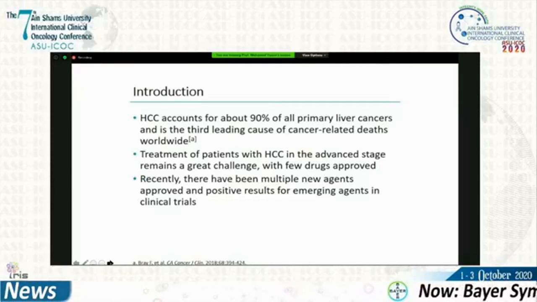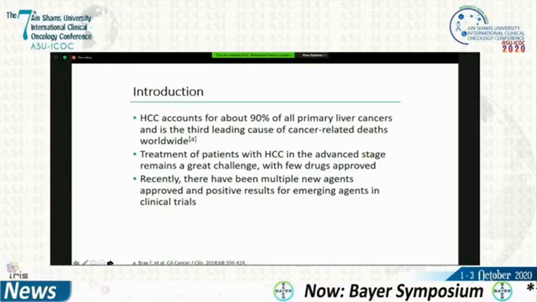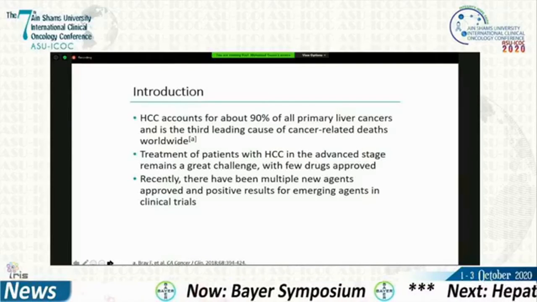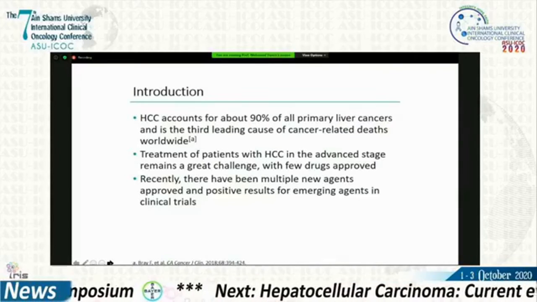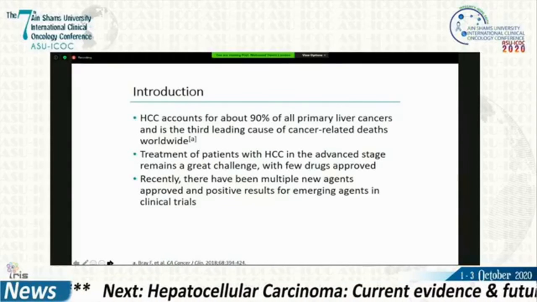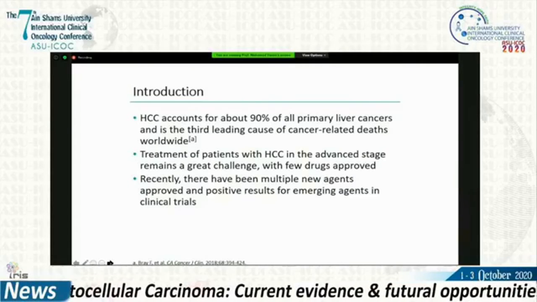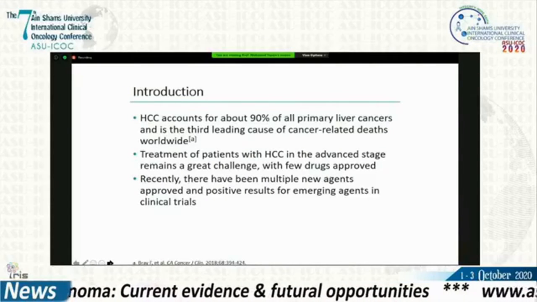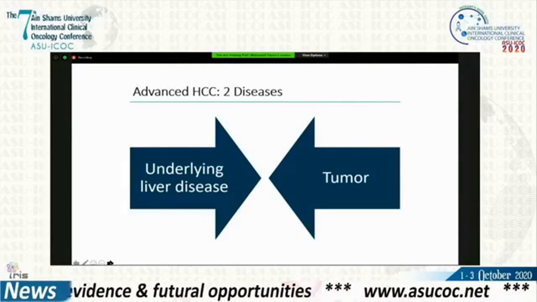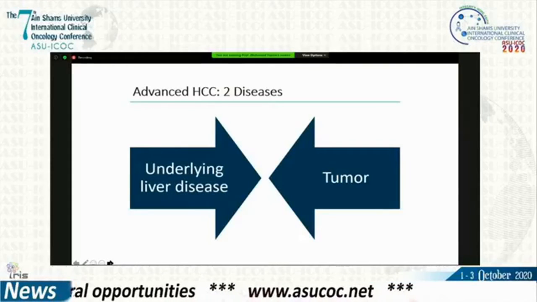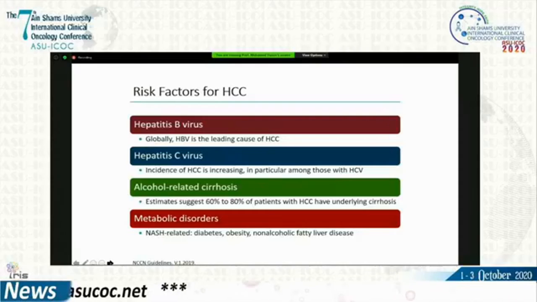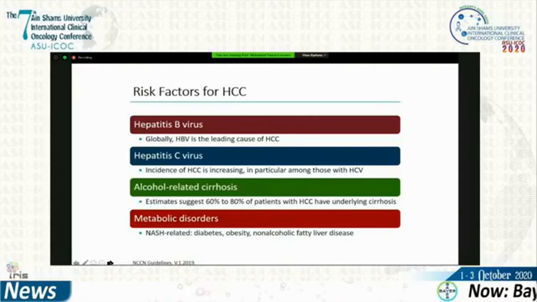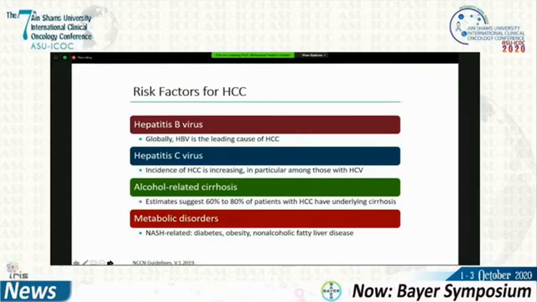HCC accounts for about 90% of all primary liver cancer and is the third leading cause of cancer-related deaths worldwide. Treatment of patients with HCC in the advanced stage remains a great challenge with few drugs approved. Recently, there have been multiple new agents approved and positive results for emerging agents in clinical trials. As we all know, HCC is two diseases, underlying liver disease and the tumor. The risk factors for HCC are hepatitis B virus, hepatitis C virus, alcohol-related cirrhosis, and metabolic disorders.